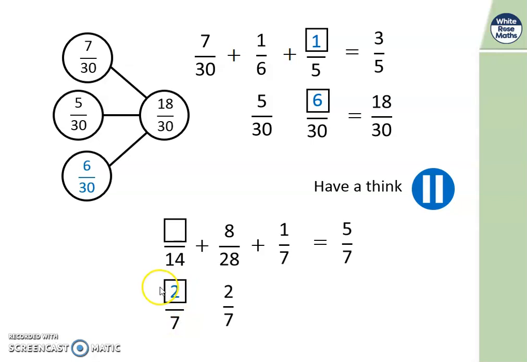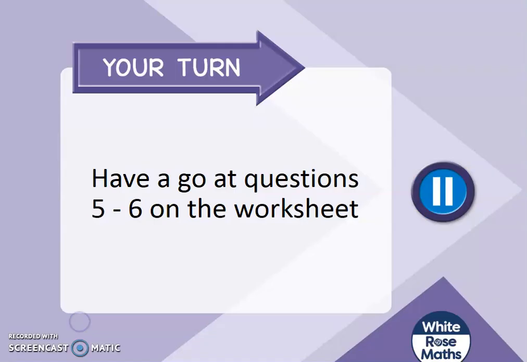But that's 2/7. I need to change it back into 14ths. What would I do to 7 to make 14? Times it by 2. So I do the same to the numerator. 2 times 2 is 4. 4/14ths. Well done if you spotted that. You should have the same answer no matter what method you've used.